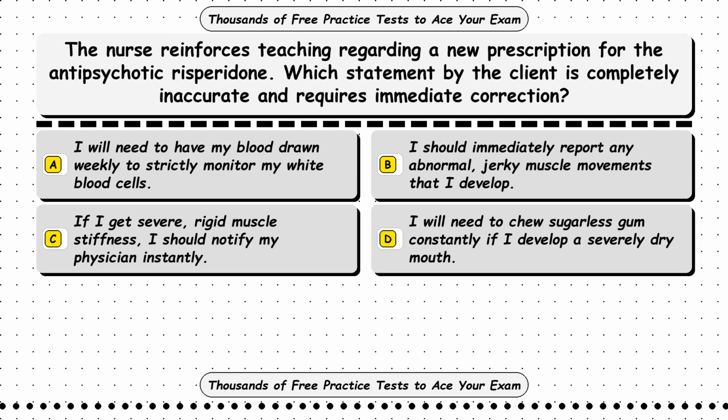Question 133. The nurse reinforces teaching regarding a new prescription for the antipsychotic risperidone. Which statement by the client is completely inaccurate and requires immediate correction? Option A, I will need to have my blood drawn weekly to strictly monitor my white blood cells. Option B, I should immediately report any abnormal, jerky muscle movements that I develop. Option C, if I get severe, rigid muscle stiffness, I should notify my physician instantly. Option D, I will need to chew sugarless gum constantly if I develop a severely dry mouth.